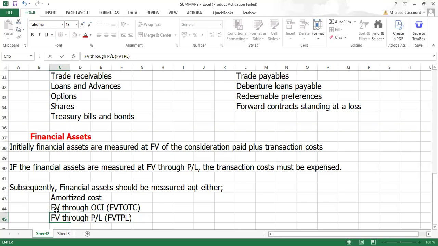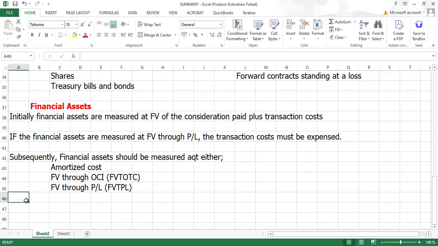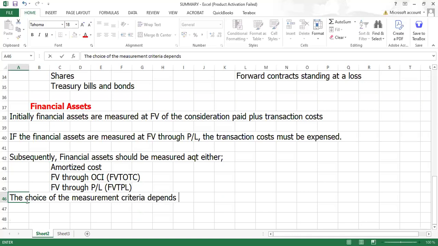Now, how do you know that you're going to measure at amortized cost? How do you know that you're going to measure at fair value through OCI? How do you know that you're going to measure at fair value through profit or loss? So you are the company. You must choose the measurement criteria. The choice depends on two things. One, you look at your business model.